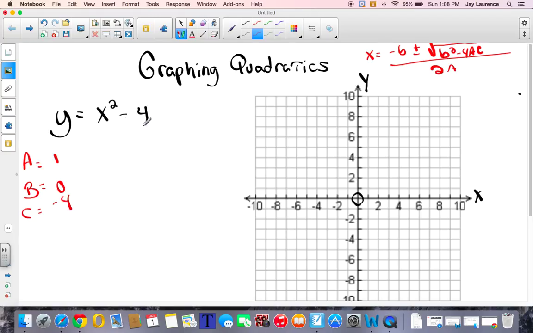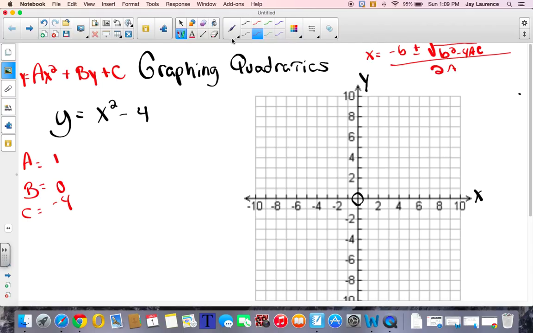B is not negative 4, because remember it's ax squared plus bx plus c. That's really the standard form of a quadratic equation, okay? That might be the first time I've shown you. I can't remember if I did that in class or not. We haven't had class yet.